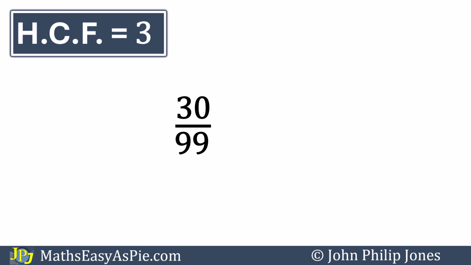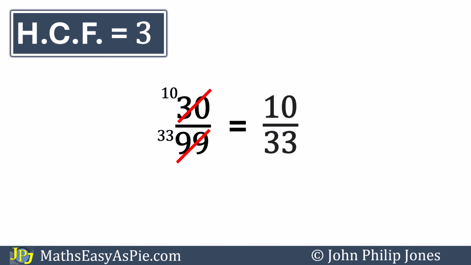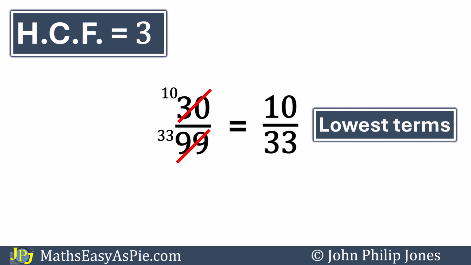3 will divide into 30 10 times. 3 will divide into 99 33 times. So you can see we have 10 over 33. So we can say that this equals 10 over 33. And what we now have is the lowest terms possible for 30 over 99. So 30 over 99 in its lowest terms is 10 over 33. And that is the lowest terms fraction we can go to when we have 30 over 99.